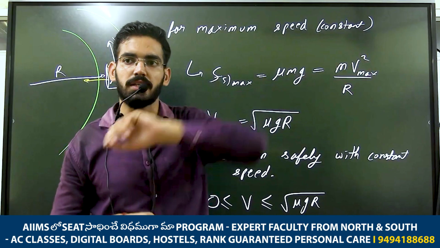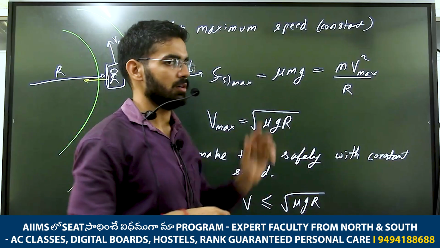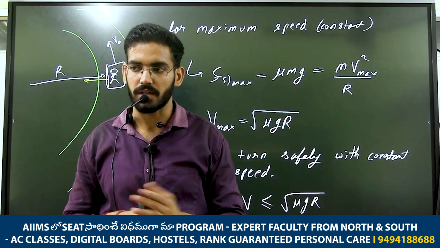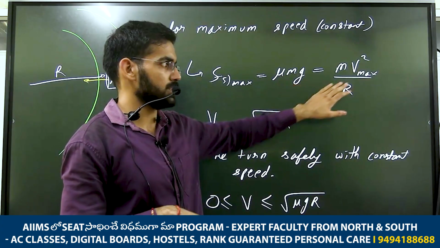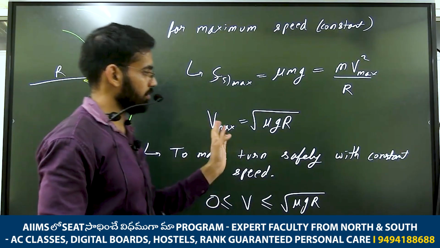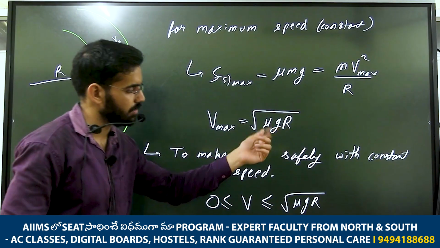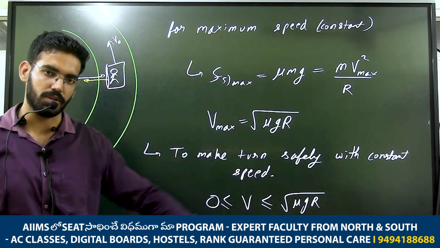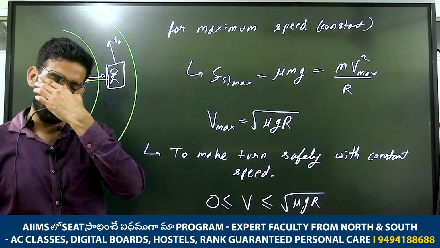So friction should increase. Which friction will act? Static. Static maximum available is mu mg, mu whatever according to the surface. So this is the maximum value you can rotate with. So what will come? mu mg equals m v max square by r. You have to remember this. You will be able to remember when you see this kind of formula more and more in this topic. So v max is how much? Under root mu g r.